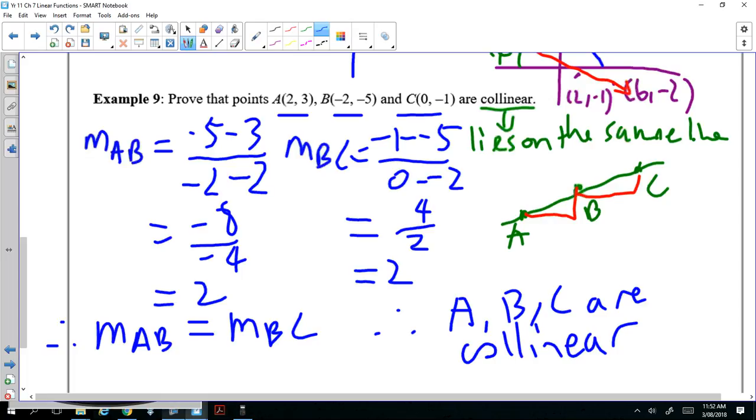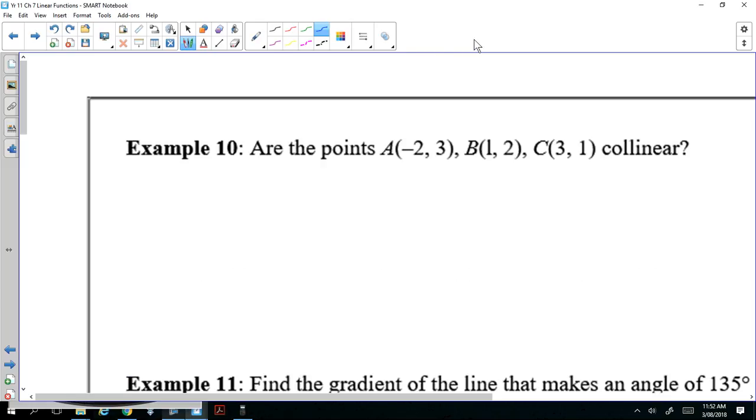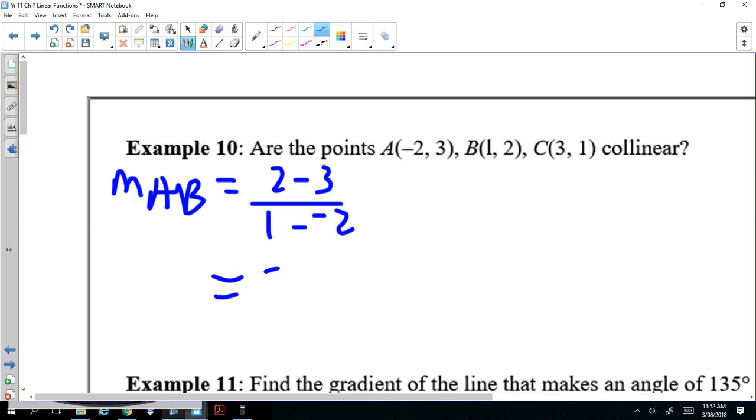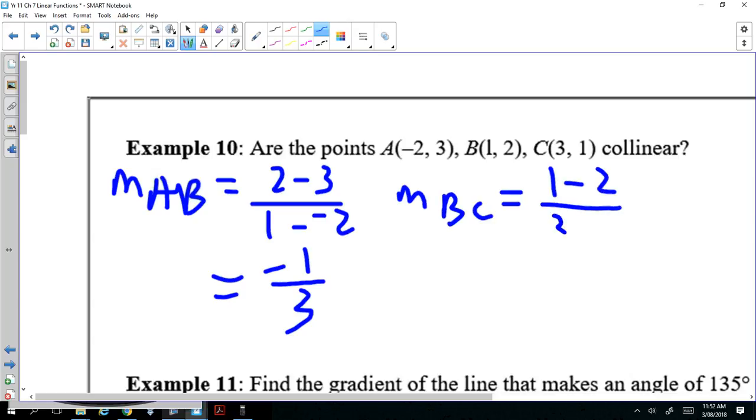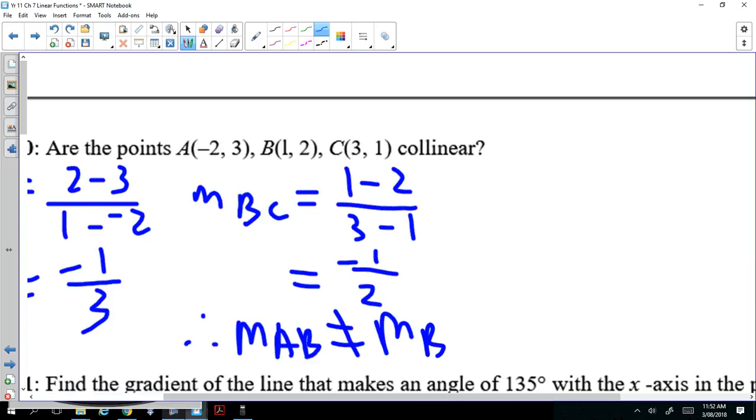Right, try the next question. Is that collinear? Find gradient AB. 2 minus 3 over 1 minus 2, -1 over 3. Find the gradient of BC. 1 minus 2, 3 minus 1. You can do it without a calculator, so quick. Are they the same? Unfortunately not. So write gradient AB not equal to gradient of BC. Conclusion, they are not collinear. So it's a very easy way to check whether more than 2 points are collinear.